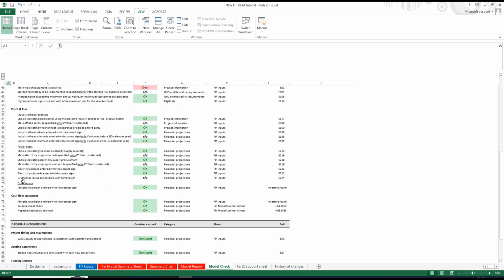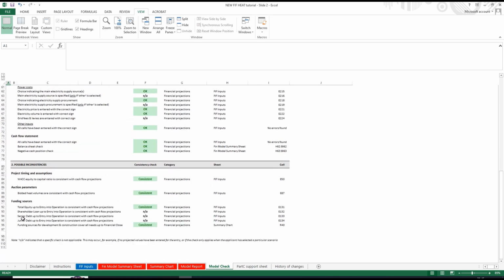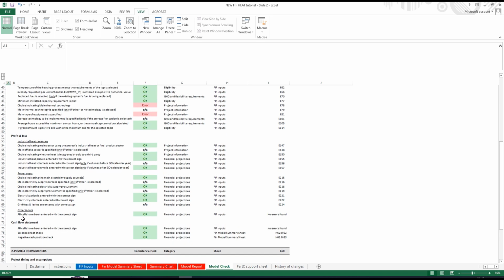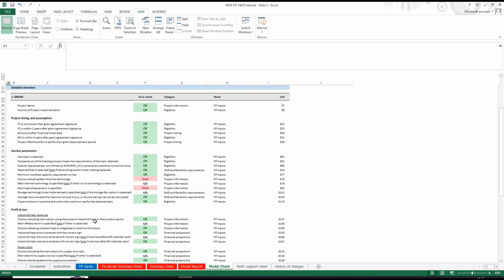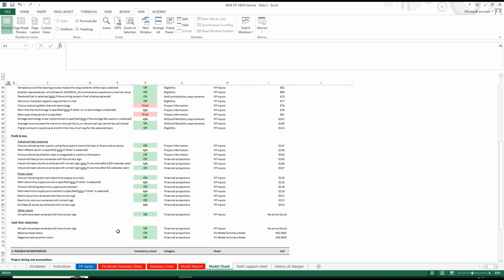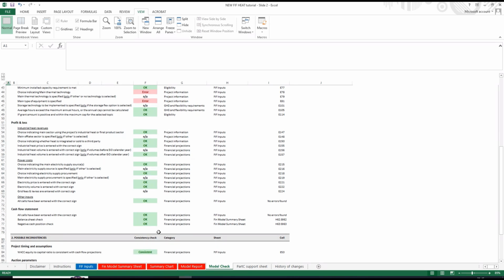Please double-check any major errors or inconsistencies, particularly regarding eligibility, as mistakes in these areas could make your project ineligible for funding. The sheet also highlights errors in the financial projections, such as incorrect signs, or issues in the cash flow or balance sheet reconciliation.